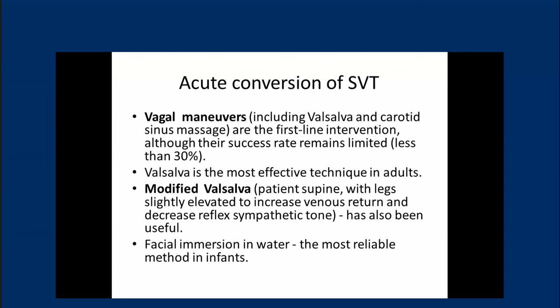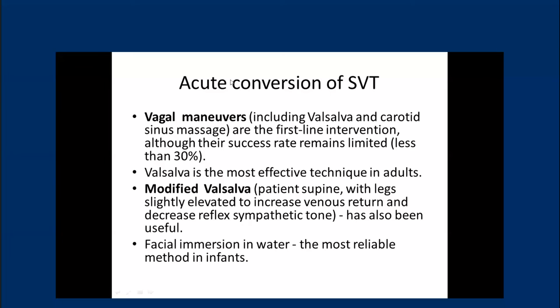So for acute conversion of ACVT, we can use vagal maneuvers, typically Valsalva or carotid sinus massage. Valsalva, whereby we ask the patient to strain or hold their breath, is the most commonly used one. And carotid sinus massage is also an option, whereby we apply pressure on the carotid sinus, usually for 5 seconds, which can increase the vagal tone of the patients. This can also help to terminate the arrhythmias.